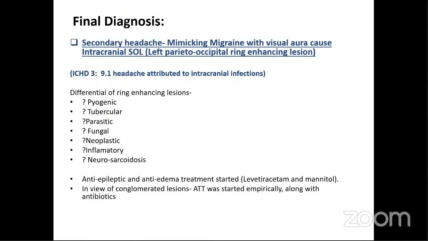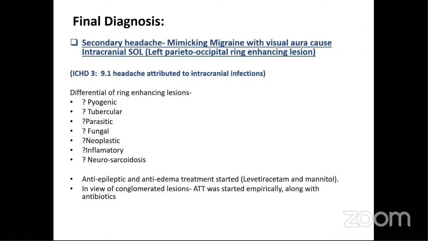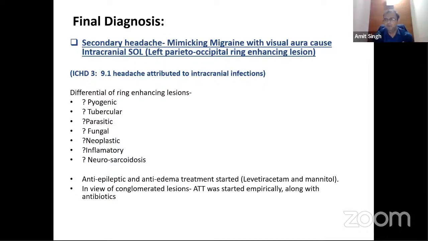So with these imaging findings, now we can put this patient in the category of secondary headache mimicking migraine with visual aura, and the cause of this headache was an intracranial space occupying lesion, that too left parieto-occipital ring enhancing lesions. So the patient can be kept in the category of ICHD 9.1, that is headache attributed to intracranial infections. So from the primary headache, migraine, migrainous 1, 2, 3, 4, it comes in the secondary headache and 9.1 of the ICHD.